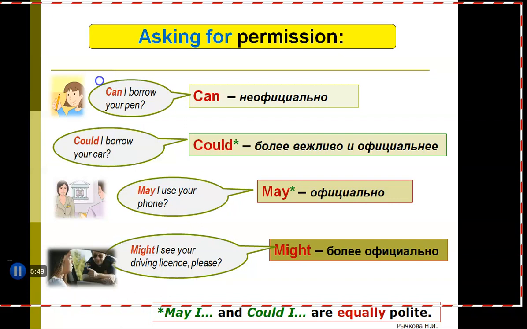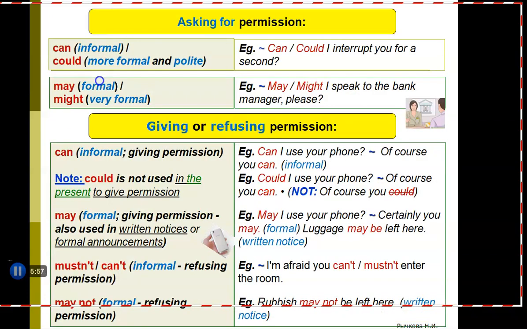May, официально, yeah? Might I see your driving license, please? Might, более официально. Might I see your driving license? Asking for permission, can it? Can will be in informal form, yeah?